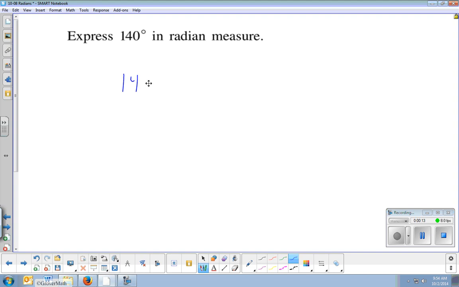To convert into radians, we multiply by pi over 180. And that's just something that needs to be memorized. And so what would end up happening is this would be over 1. You multiply the top, you get 140 pi over 180. And then you need to simplify the 140 over 180.